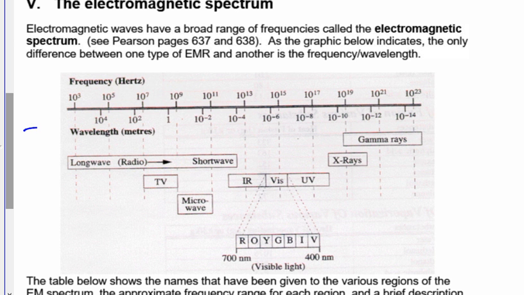So we've seen this picture before. Before we didn't really have to memorize it, but now we do. We have to memorize some of it. So you guys are going to be responsible for knowing these different names, these different sections of the electromagnetic spectrum. So there's our visible light, there's our infrared, our ultraviolet, X-rays, gamma rays, etc.